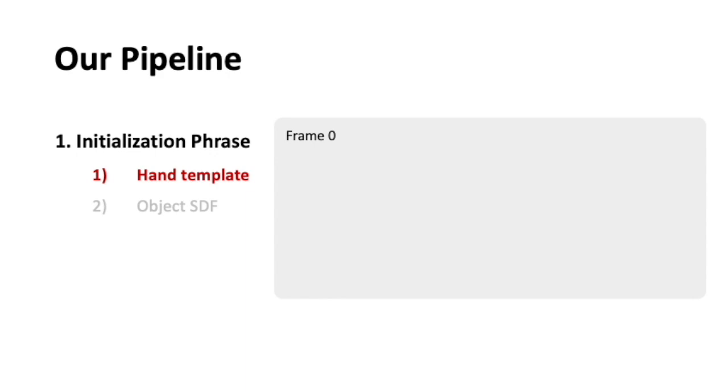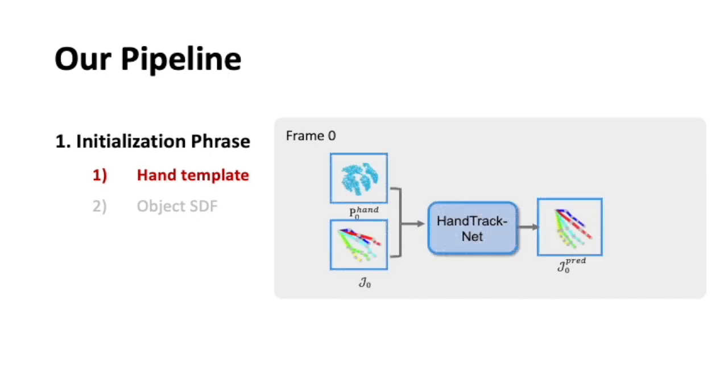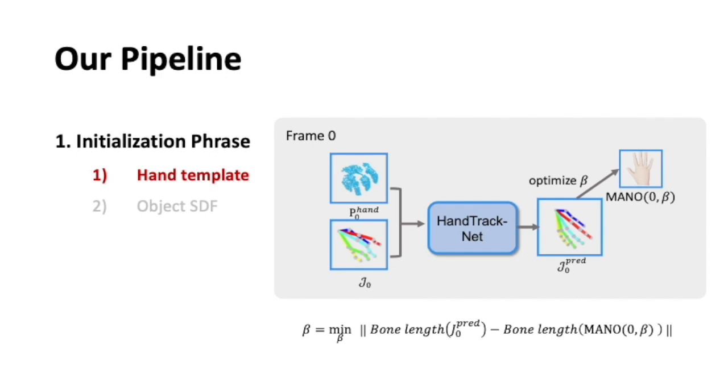Prior to tracking, our system needs an initialization phase at frame 0. To obtain the hand template, we use HandTrackNet to predict the hand pose, J0 pred. Given the pose, we fit a MANO hand template by minimizing the difference between the bone lengths of J0 pred and those of the template, yielding a hand shape code, beta.